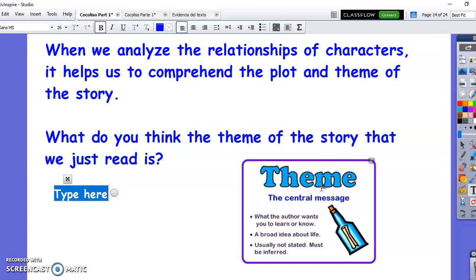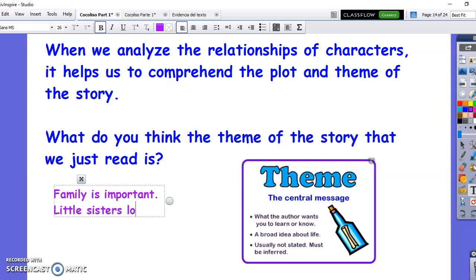I might say something like, perhaps it's important to help your little brother and sister because they look up to you a whole lot. So you could say family is important. Maybe it's something like little sisters look up to their big sisters. Maybe always be kind and considerate to your little brothers and sisters, knowing that they look up to you. Those would be some good themes in that story.